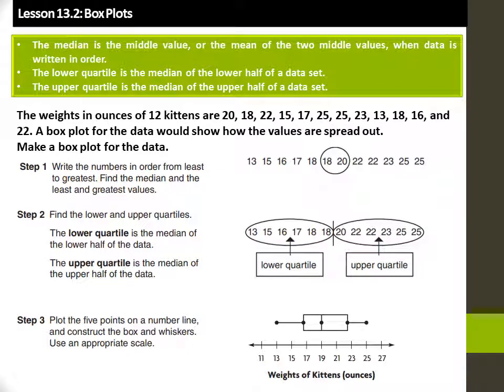Step 3. Plot the 5 points on a number line and construct the box and whiskers. Use an appropriate scale.